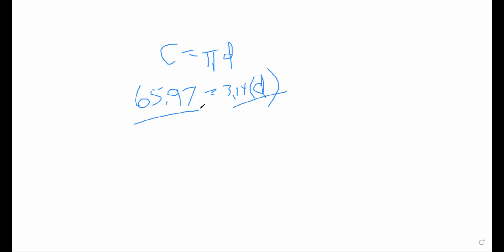So solving for D in this case is easy. We're going to divide both sides by pi, 3.14. 65.97 divided by 3.14 is 21.00955, etc., etc. So it's basically 21. The diameter is essentially 21.